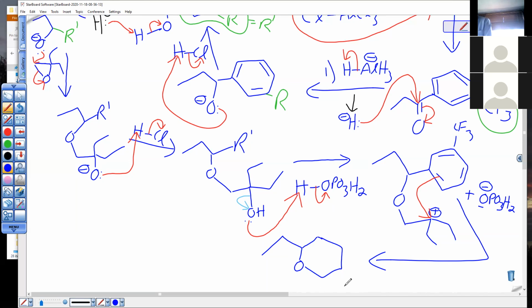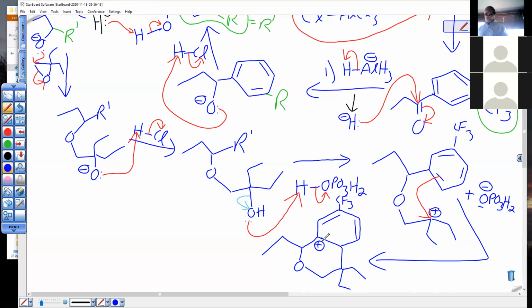CH2, triethyl carbons bonded to the ring carbon. Ring is here to here. And 2 carbons, skip 1, CF3. Figure out where the pi's are. Got a pi here, and we got a pi here. We got a new bond here. We have a cation there.